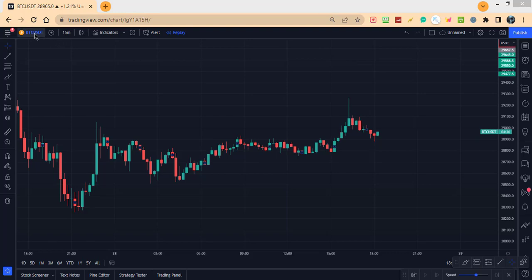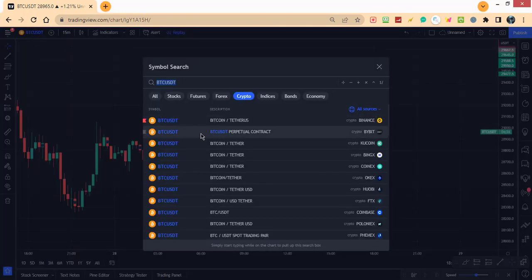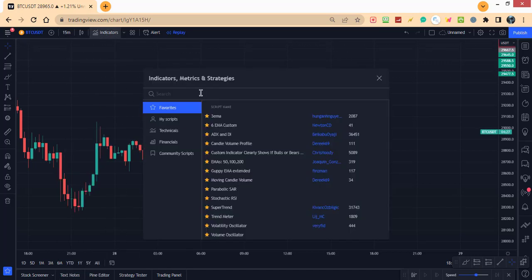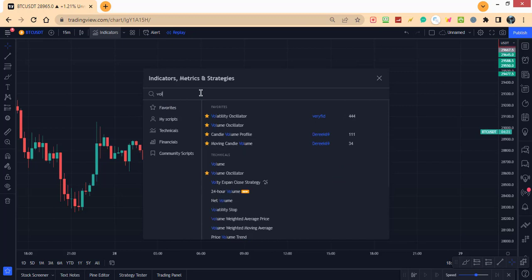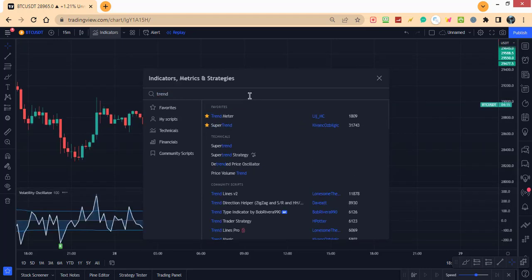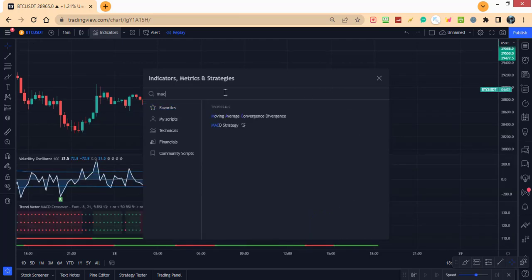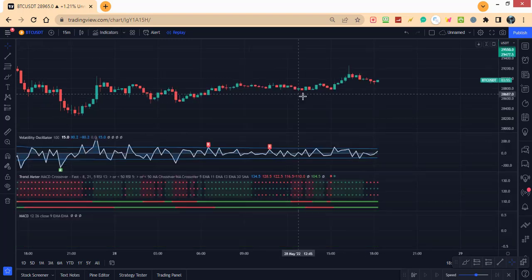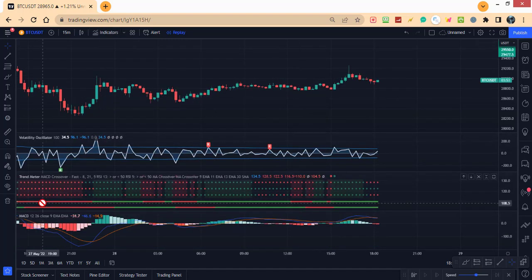So traders, let's begin our strategy. First of all, select your favorite coin or stock or any forex pair. Second, the time frame will be 15 minutes. Our first indicator will be Volatility Oscillator by Verified, and the second indicator we'll use will be Trend Meter. And the third indicator will be MACD, which is moving average convergence divergence.